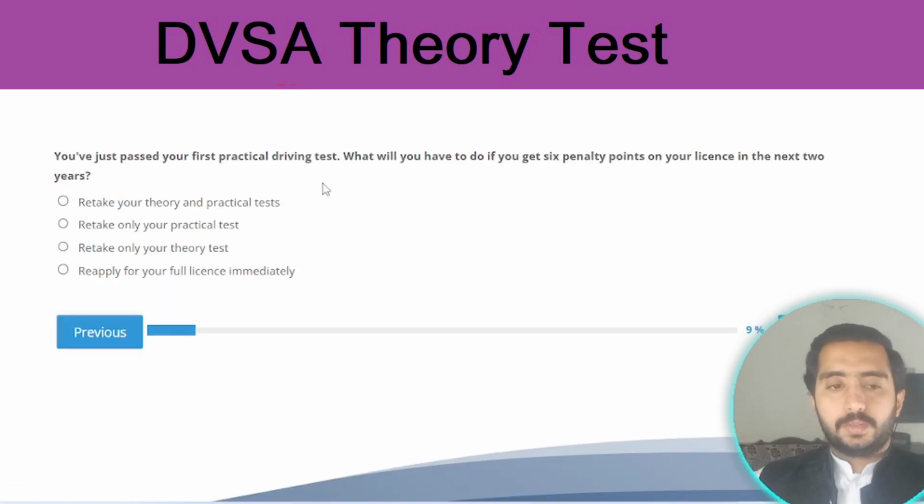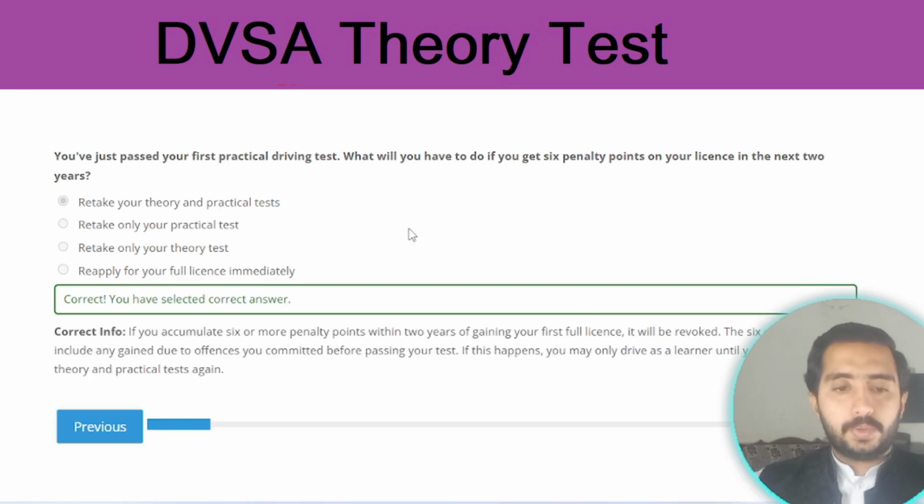Next question, you have just passed your first practical driving test. What will you have to do if you get 6 penalty points on your licence in the next 2 years? The correct option is retake your theory and practical test. Option A is the correct one.